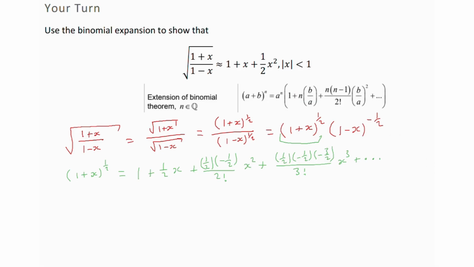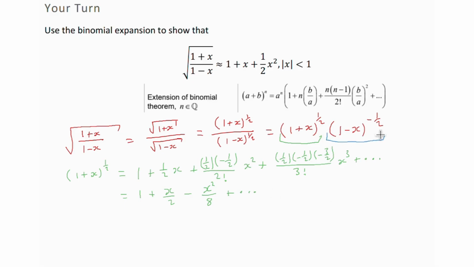which we will simplify down to 1 plus x over 2 minus a half times a half is a quarter, divided by 2 is an eighth, so x squared over 8. And actually this one we don't care about, because we're only trying to show up to the x squared term anyway, so continuing on like that.